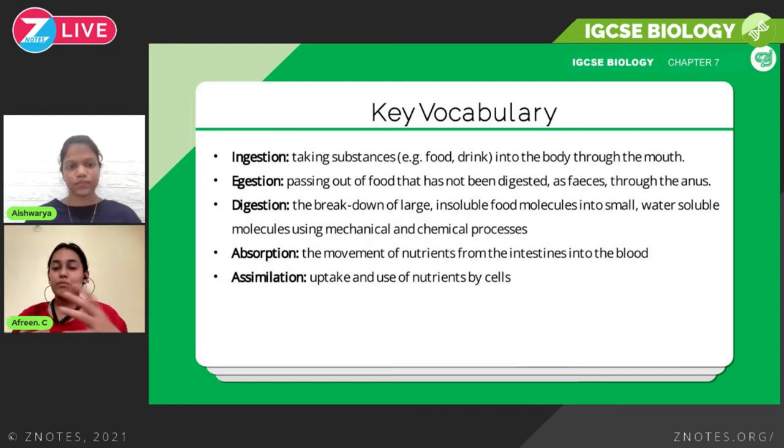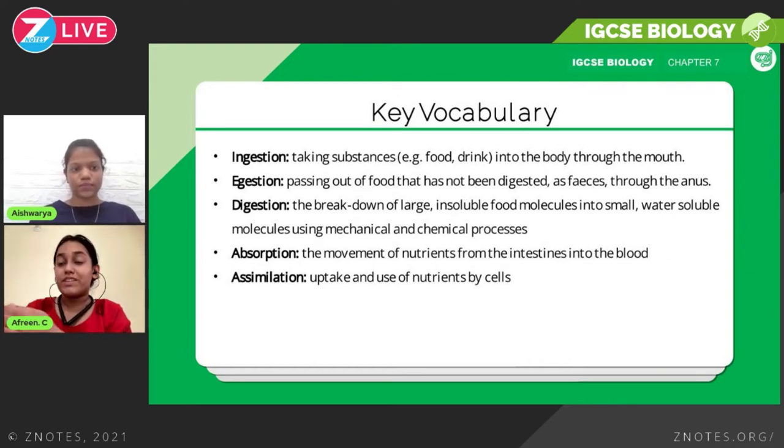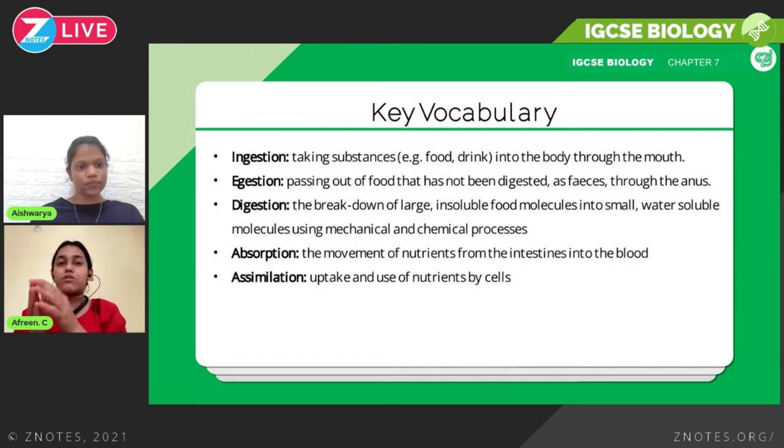The part of the food which has not been used up or absorbed by your body is formed into feces, and it passes out through the anus. So that's called egestion. Digestion is the breakdown of large insoluble food molecules into small water-soluble molecules, using mechanical and chemical processes, which we will look into further in the presentation. Your body breaks down large pieces of food into smaller pieces that are soluble in water so that they can be used in respiration and other processes in the body.